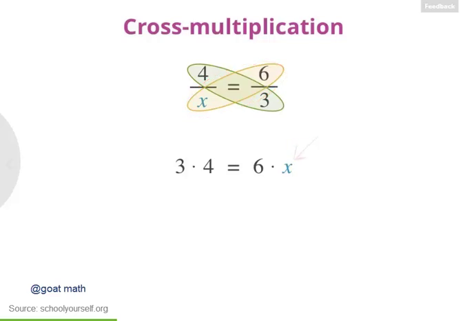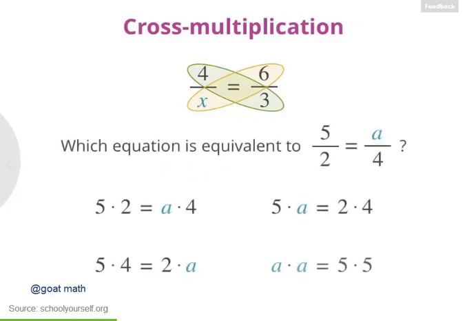To solve this equation, 3 times 4 is 12. Then we can divide both sides by 6. So x equals 12 over 6, or 2. Next, suppose you're given the equation 5 over 2 equals a over 4. Try cross-multiplying in this equation to determine which of these other equations for a must also be true.